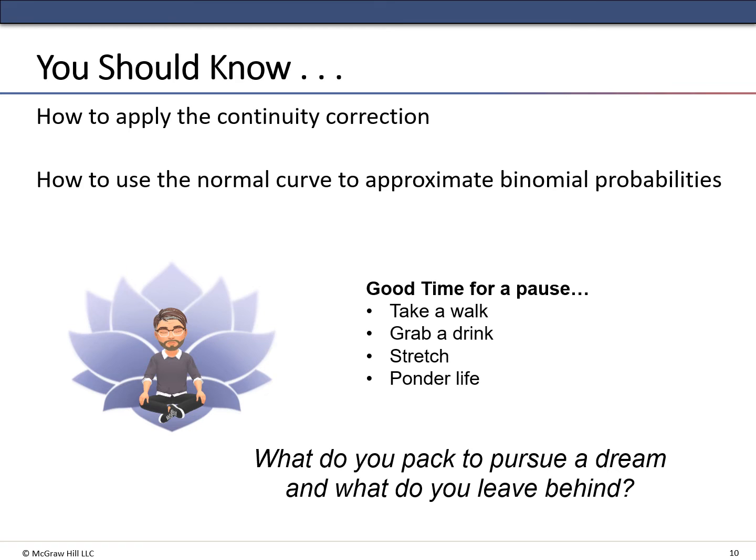This is a good time to hit pause and for you to do a mental pause. Maybe get up, go grab a snack or a drink, take a walk, even if you just stretch for a couple minutes, walk around your house, maybe even ponder life. I have a great book called Ever Wonder, and it just has these random questions, and this is one question from there. What do you pack to pursue a dream, and what do you leave behind? So again, take a little break and then come back and continue.